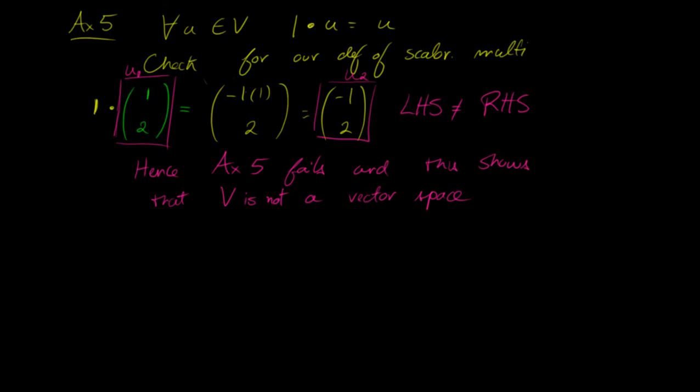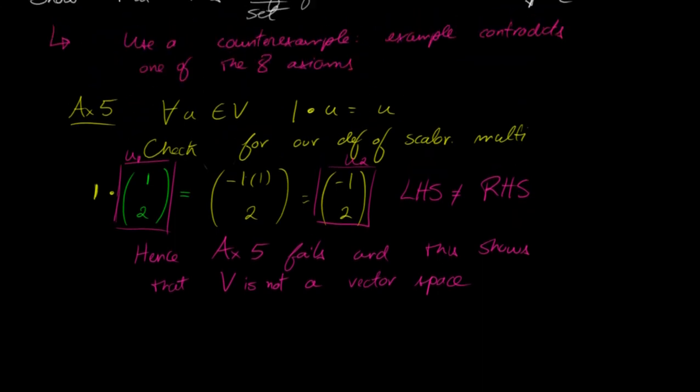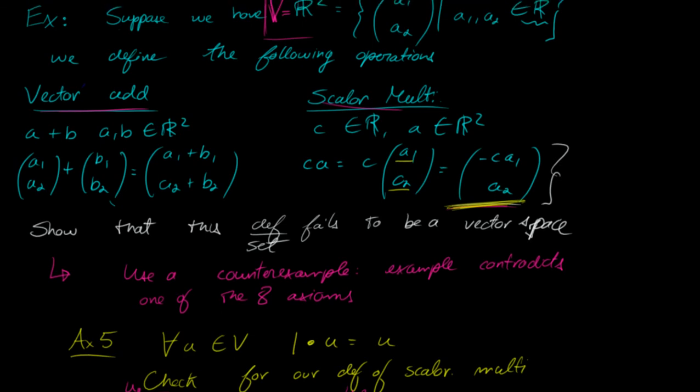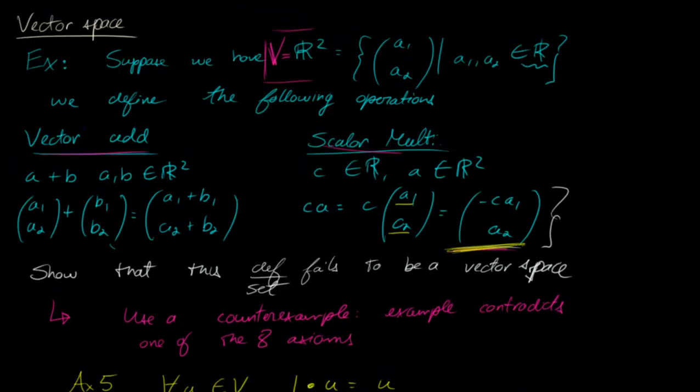Okay, and so you've shown using a counterexample that a particular supposed vector space is in fact not what you suspect it is because it fails a certain axiom.